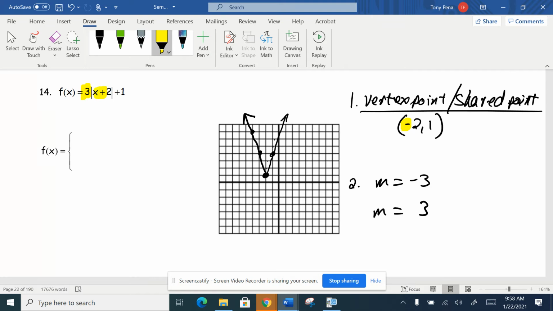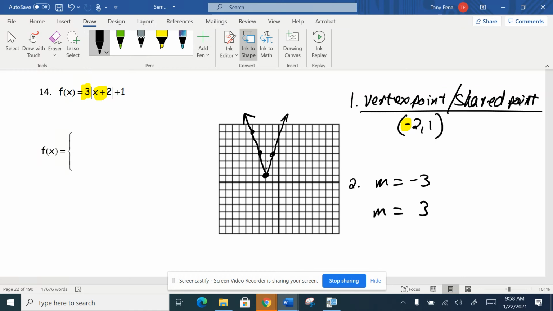Didn't we really shift this left 2? Aren't we over here 2? And then it got bumped up 1 because of that +1. Really similar ideas to what we were dealing with when we were dealing with all those parabolas, the stretching, the shifting, all that good stuff. All right.